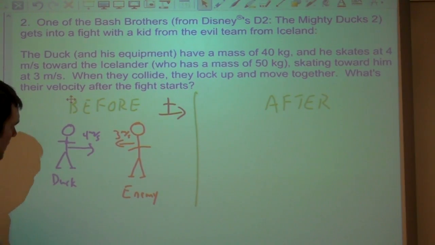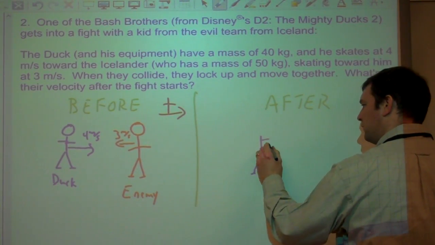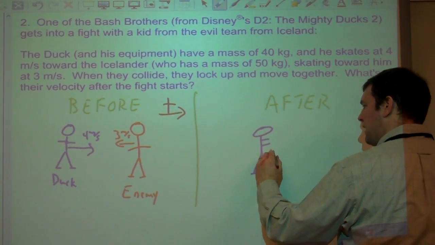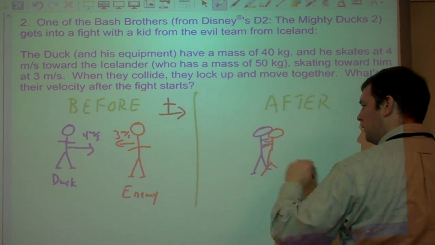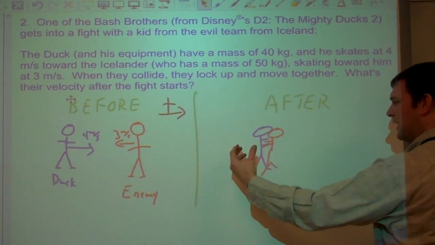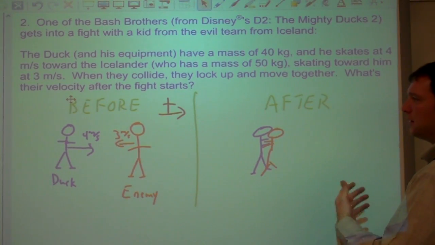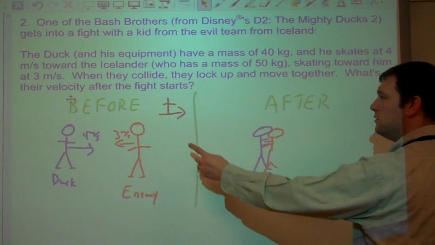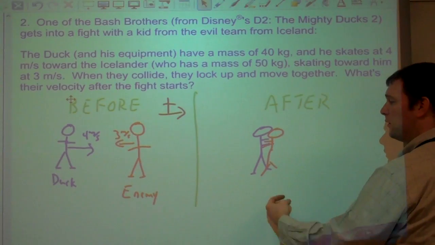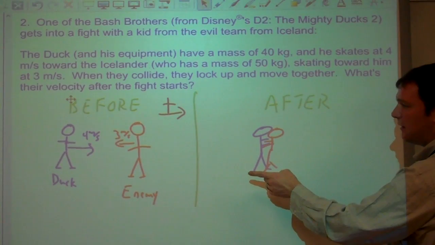Now, after they crash, these two players are tangled up, and if you've ever seen a hockey fight, then you know that however they're moving, they're going to move together. Now, are they going to slide to the right? Are they going to slide to the left? I don't know, but the sign of the answer is going to let me know. If I get a positive velocity, since I'm choosing that to the right is positive, then I'll know that they're sliding to the right. And if I get a negative velocity for my answer, I'll know that they're sliding to the left.